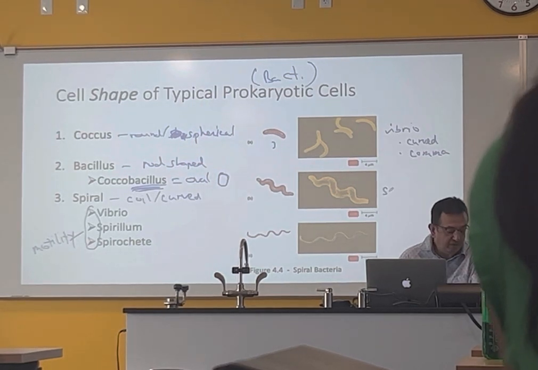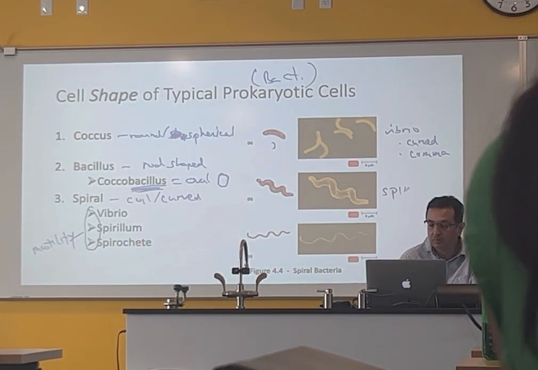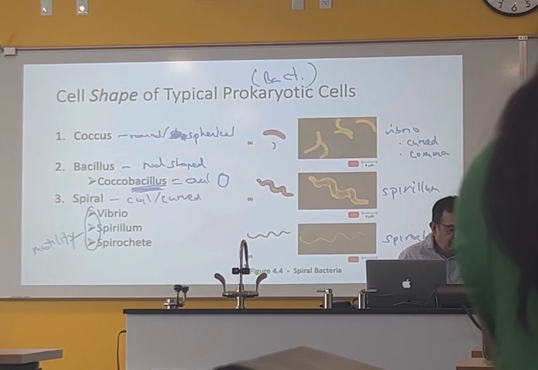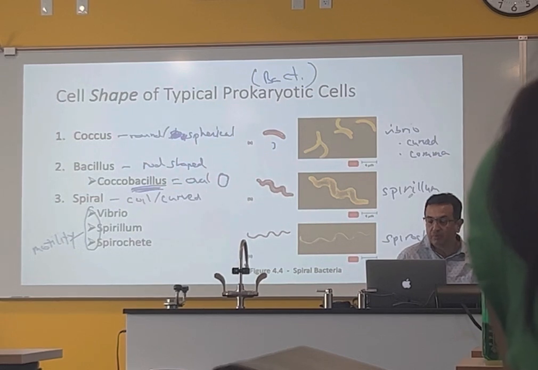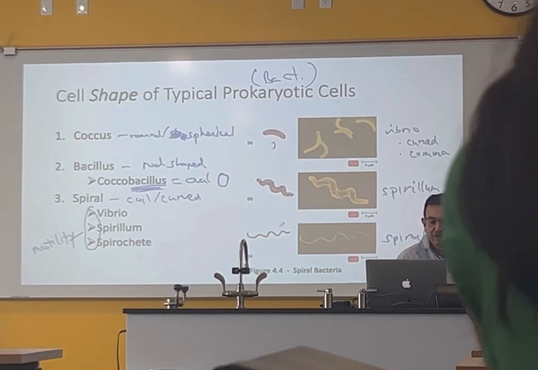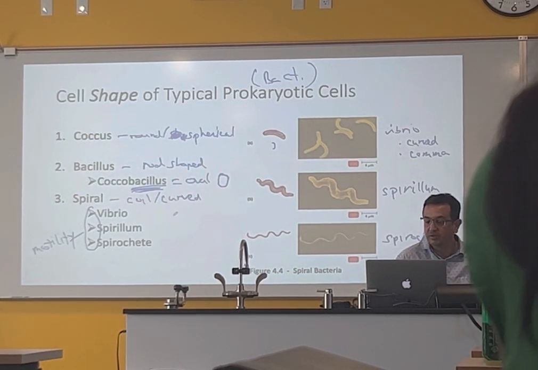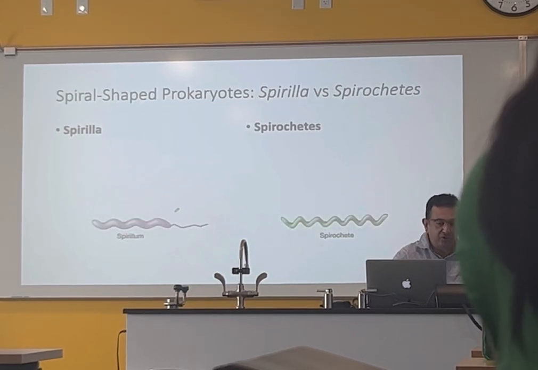This one, B over here, is your spirillum. And this one down here is spirochete. On the next slide, I'm going to compare and contrast the spirillum and the spirochete because they're slightly different. You can tell by looking at them, one is kind of thick and one is thin. But they're all kind of bent, coiled, or curved. So let's compare and contrast the spirilla and the spirochetes.